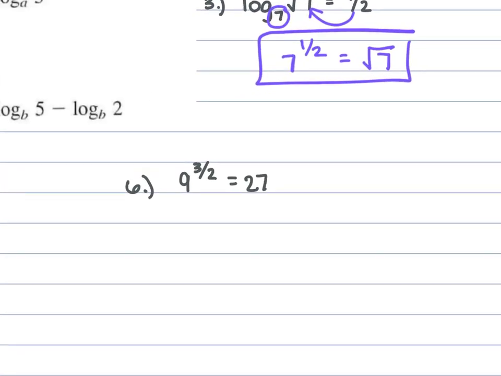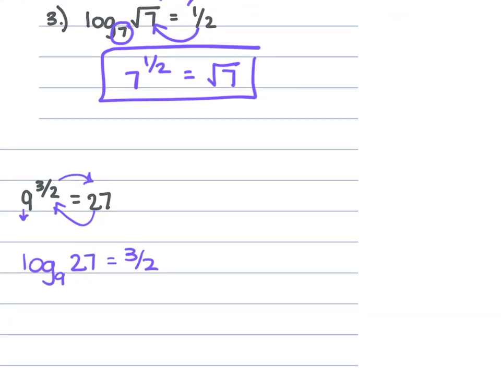For 6, we have 9 to the power of 3 over 2 is equal to 27. So this 9 becomes our base on our log. So log 9 of 27 is equal to 3 over 2. So again, you're working counterclockwise with the exponent and the whole number, and that's your answer.